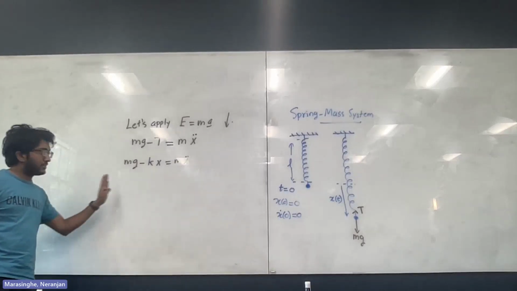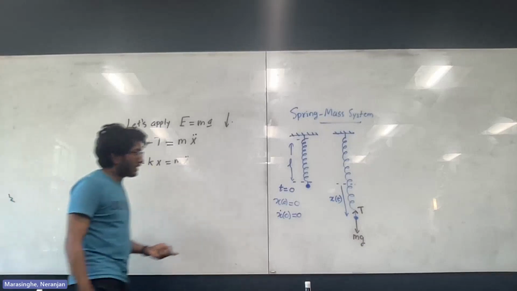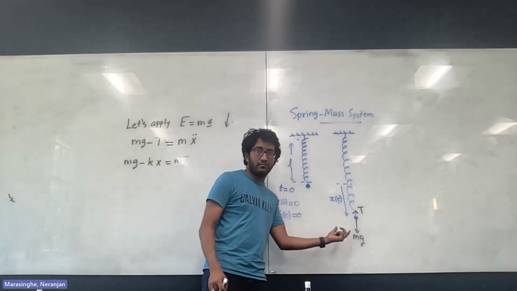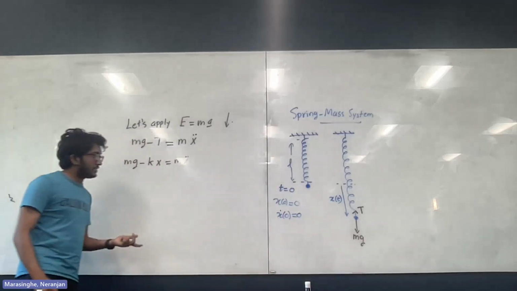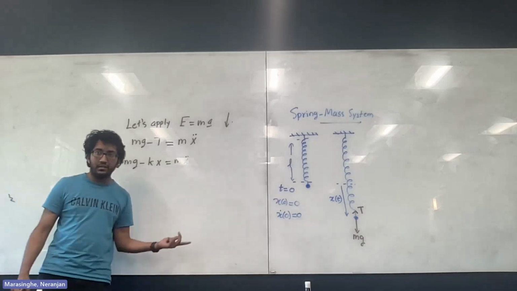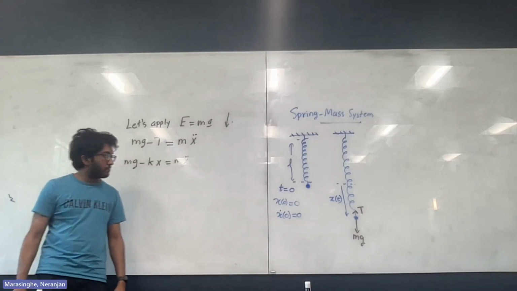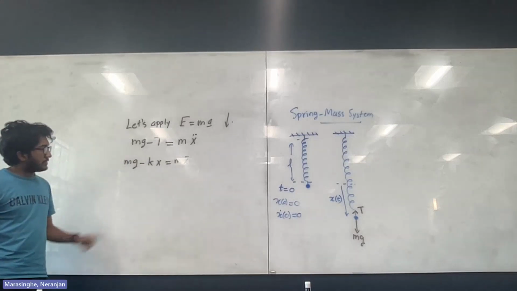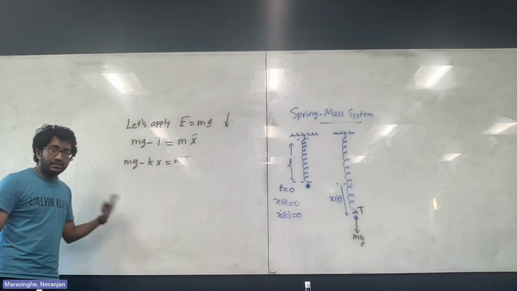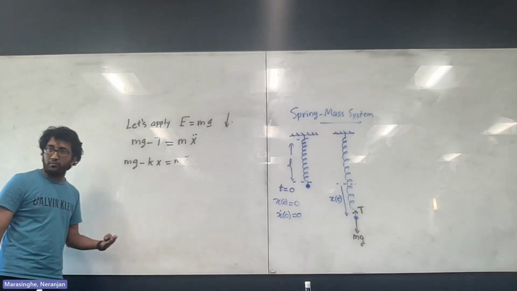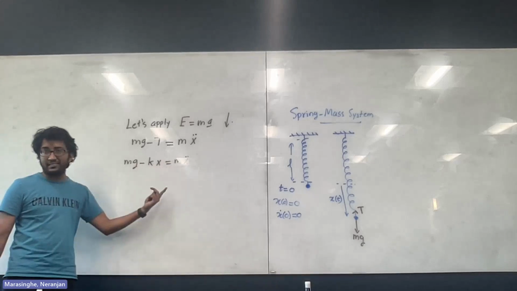Right. Any questions so far? So this is the differential equation that governs this physical system, right? Originally I had a physical system, and this differential equation describes this physical system. Okay? Right. Next, now my target is to find x(t). Right? Let's try to apply Laplace transform to both sides. Okay? Now mg is a constant, k is a constant, m is a constant, right?